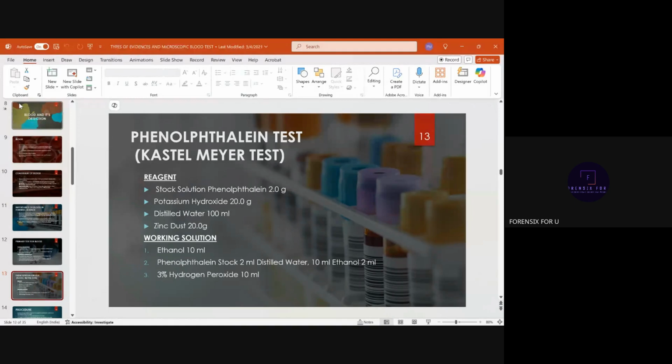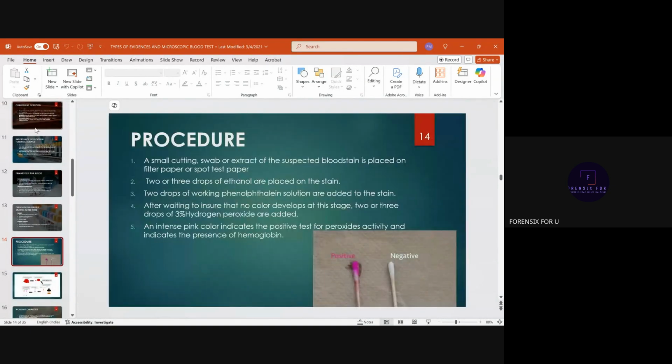So the first important test that we perform is the phenolphthalein test or the Kastle-Meyer test. We're working with two solutions. First is the stock solution that we prepare of phenolphthalein, which is 2 gram, potassium hydroxide 20 gram, distilled water 100 ml, and zinc dust 20 gram. The working solution which we use at the crime scene for the detection of blood is ethanol, phenolphthalein stock, and 3% hydrogen peroxide.